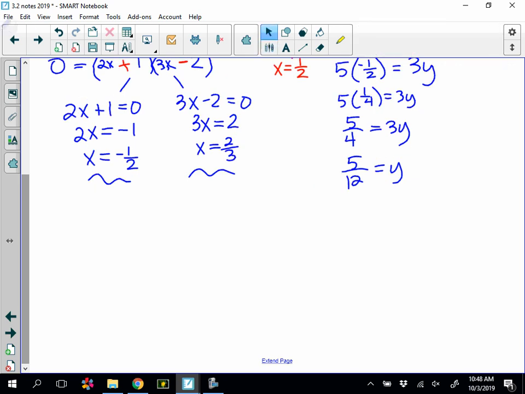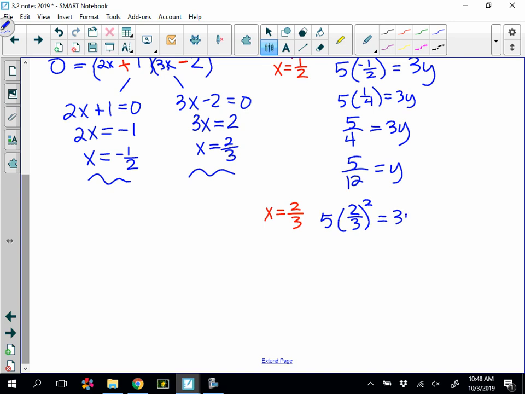So if x equals 2/3, let's plug it back in. We've got 5 times (2/3) squared equals 3y. But (2/3) squared is going to be 4/9. And then if I do 5 times 4/9, you can think of it as 5/1, so that's going to be 20/9.